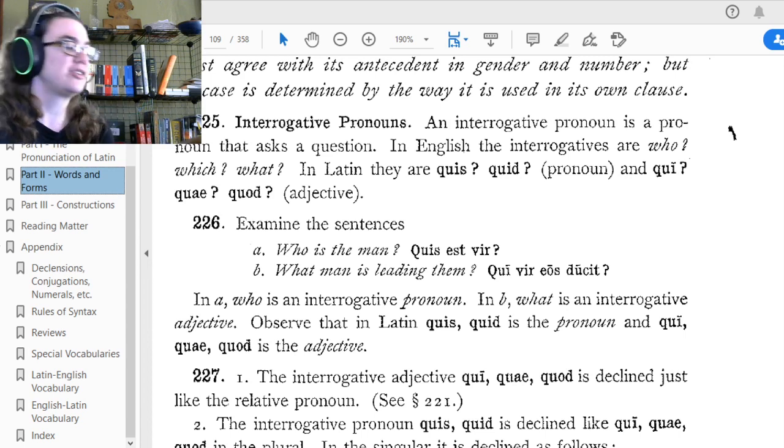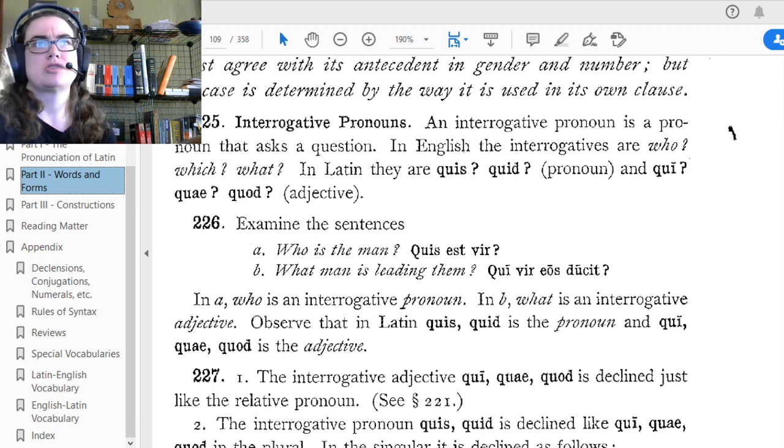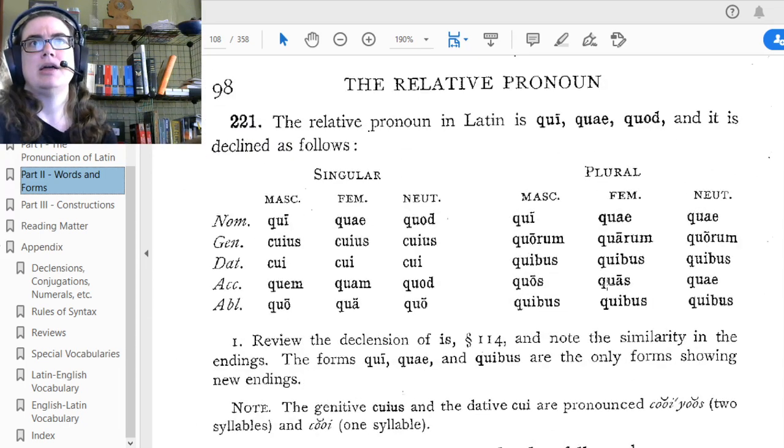So we just like to learn them together because we're going to be confusing them otherwise. So, interrogative pronoun. An interrogative pronoun is a pronoun that asks a question. In English, the interrogatives are who, which, what. In Latin, the pronoun is quis and quid, and the adjective is qui, quae, quod. So the interrogative adjective looks exactly the same as the relative pronoun.